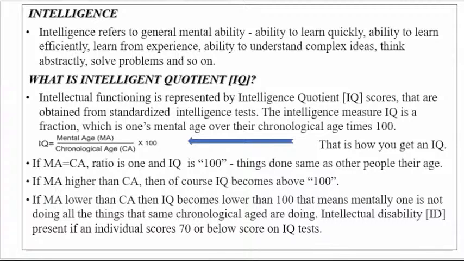If the mental age is higher than the chronological age, then of course the IQ will be higher. And if it's even higher, then people become geniuses. On the other hand, if the MA is less than the chronological age, then the IQ is lower than 100, which means mentally one is not doing the things that the same chronological aged people are doing. They are doing things that much younger people are doing. So if the person is 10 years old, they could be doing things that an 8-year-old is doing.